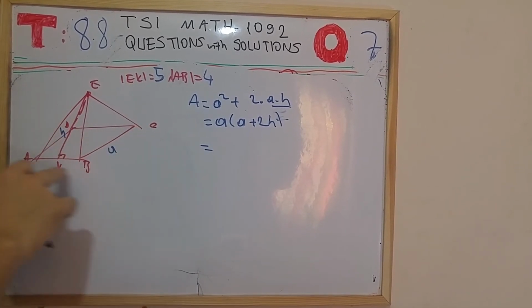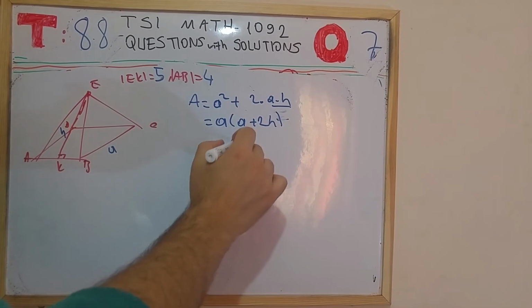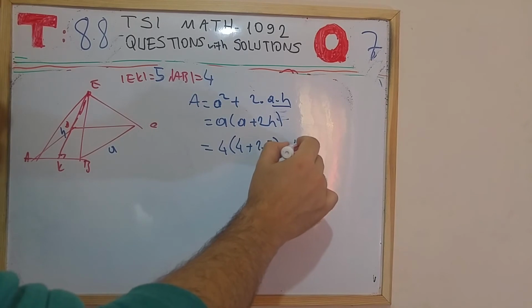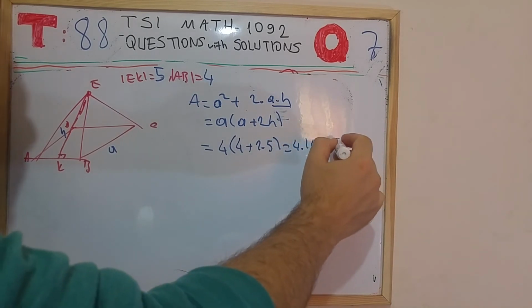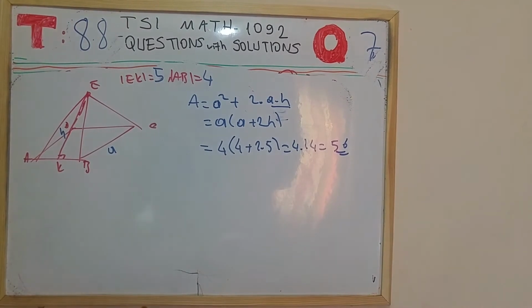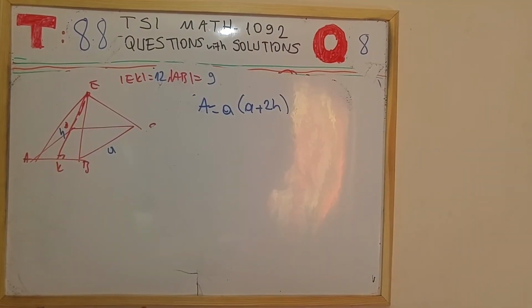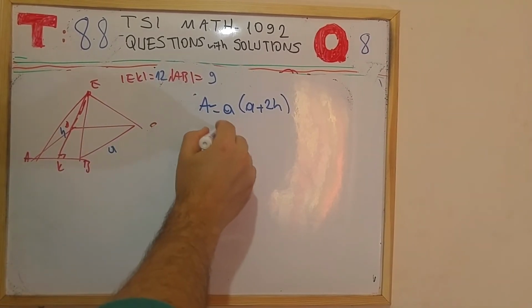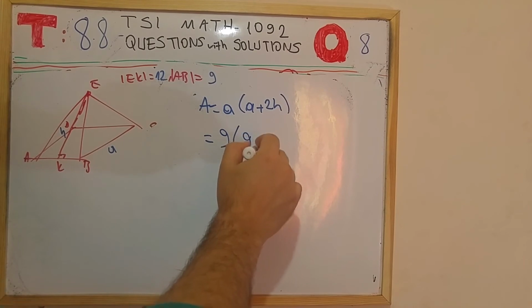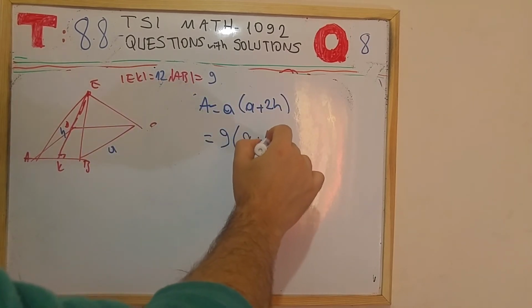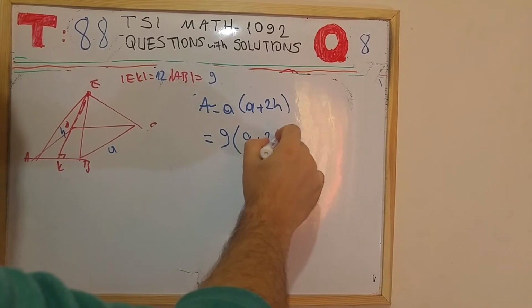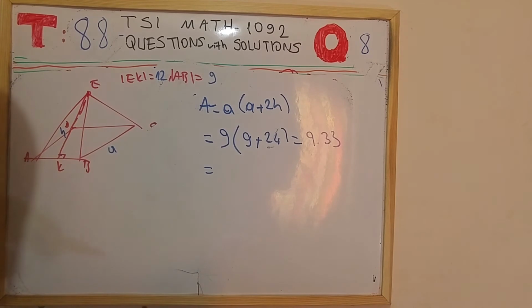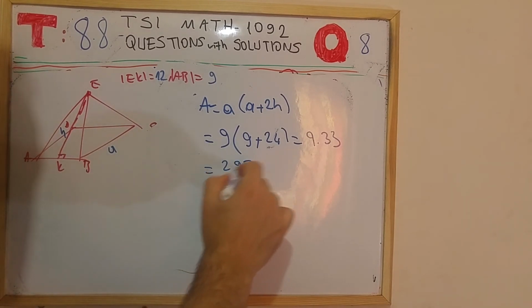A is equal to BC or AB, that is equal to 4. 4 times 4 plus 2 times 5, that is equal to 4 times 14, which is equal to 56. The formula that we proved in the previous question. This time, A is equal to 9 now, and 9 times 9 plus 2H, H is equal to 12, so 2H is equal to 24. So what I have is 9 times 33 now, and that is equal to 297.